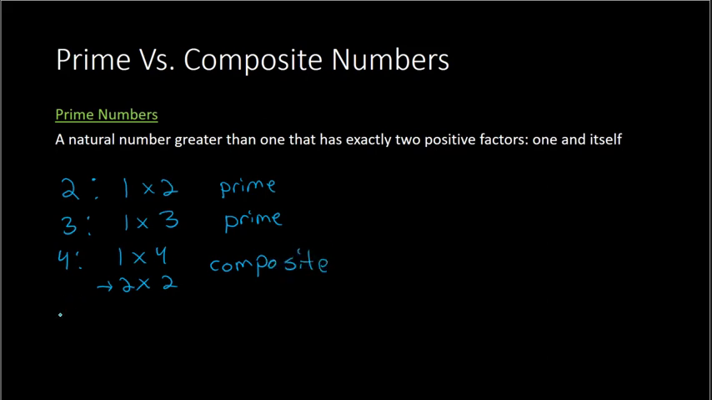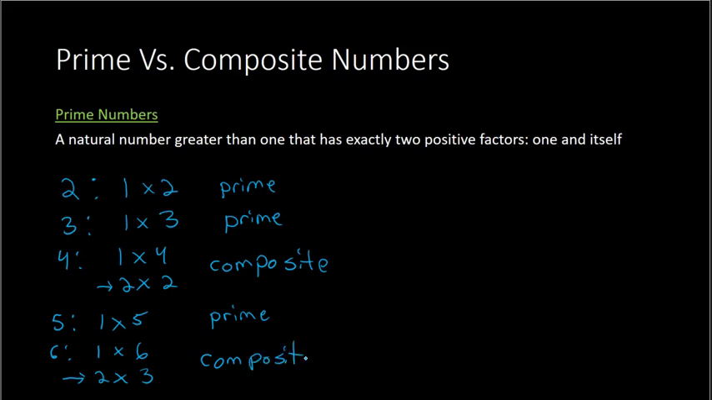And we could keep going for every number. We have 5. The ways to get 5 is 1 times 5. That's the only way to get 5. So this would again be prime. 6, we have 1 times 6 to get 6, but we also have 2 times 3. So because we have another set of factors other than 1 and itself, this would be composite.